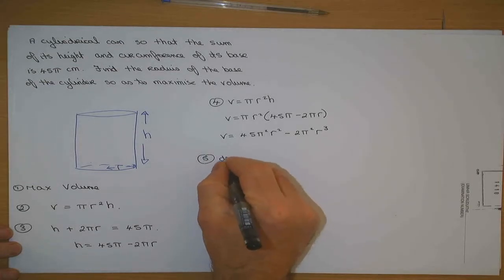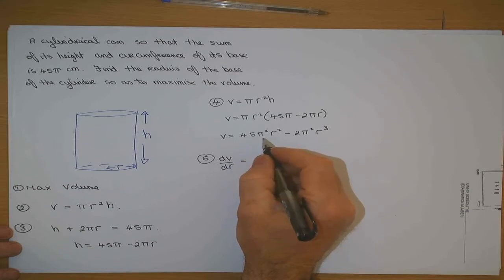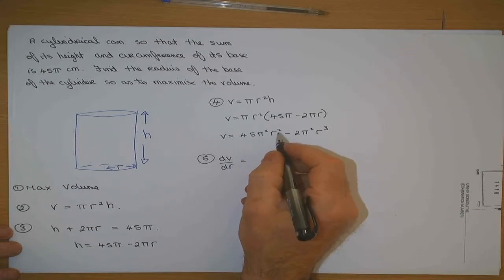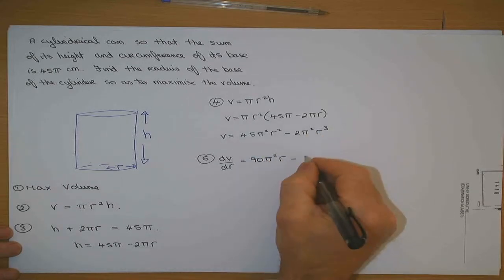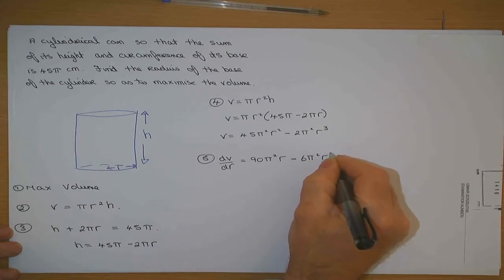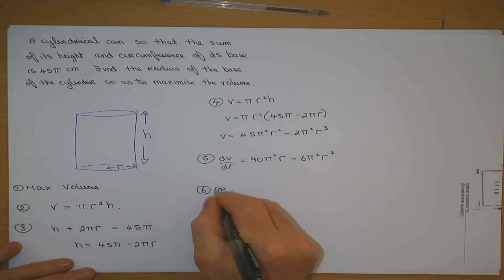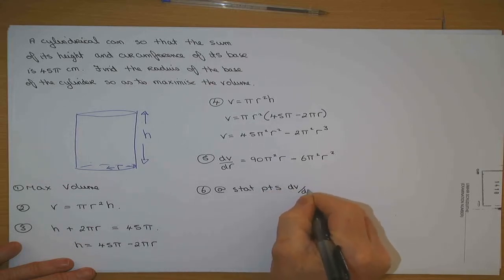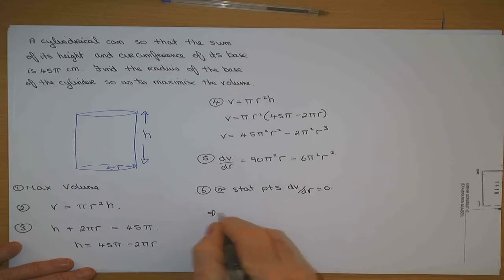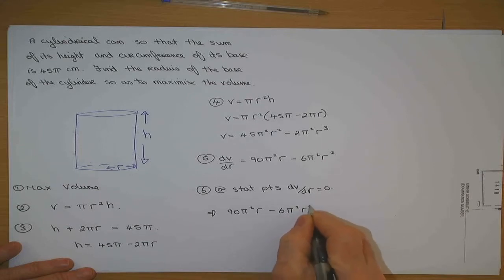I can get dV/dr. 45 pi squared, what's that? That's a constant. So it is. So that's 90 pi squared r minus 6 pi squared r squared. Differentiate. And then I know what? I know that at the stationary points, dV/dr must be 0. So that means 90 pi squared r minus 6 pi squared r squared is 0.